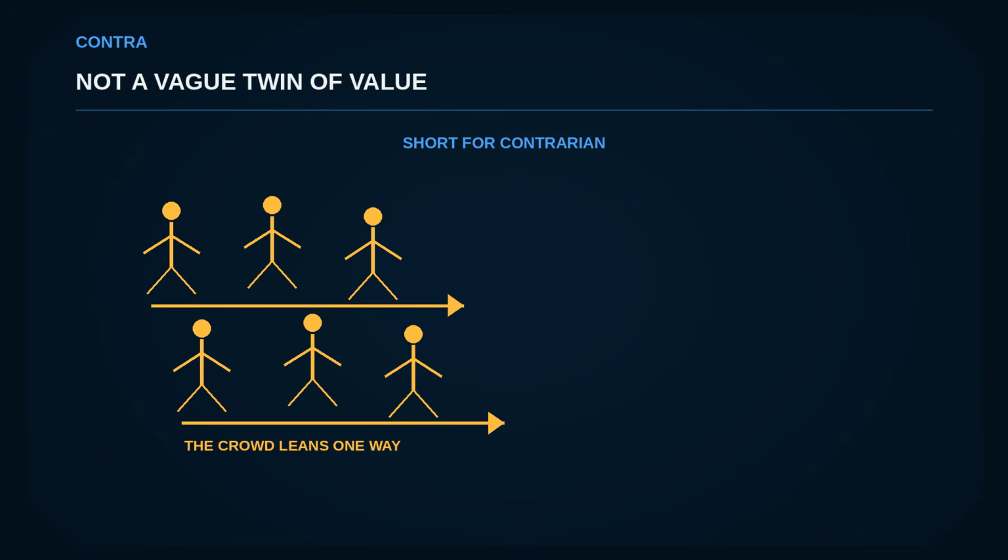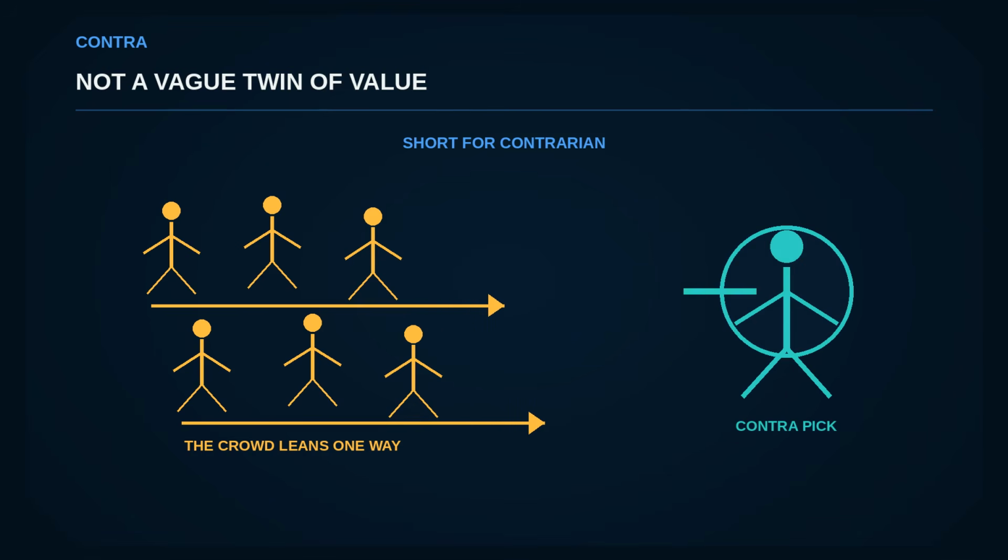Think of consensus lean first, many voices pointing the same direction, then a Contra pick that deliberately faces the other way under the scheme's rules. That is the Contra stance, against consensus, not cheap because someone said fair value.